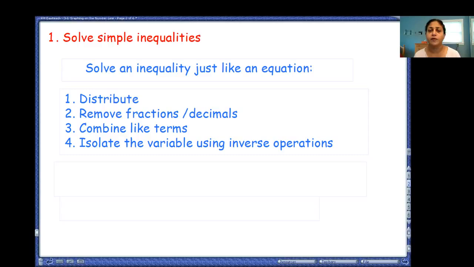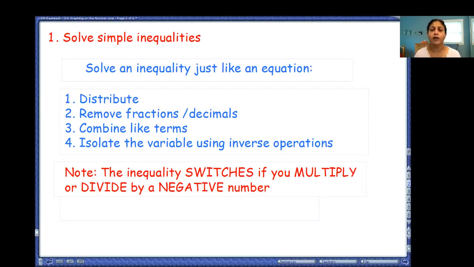But there is a very big difference between inequalities and equations. When you multiply or divide by a negative number, the inequality sign will switch. And at the very end, when you write your answer, make sure your variable is on the left side so that the graphing becomes a little easier for you. So let's start with a few examples.